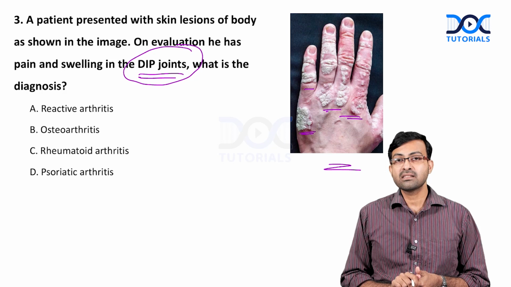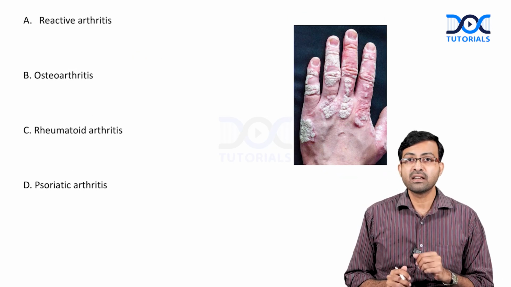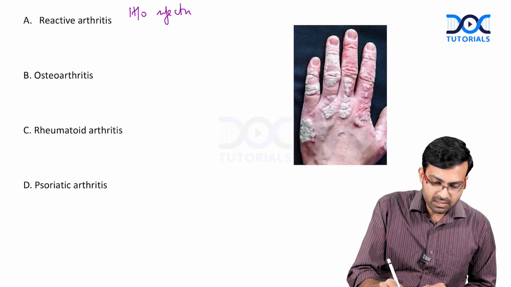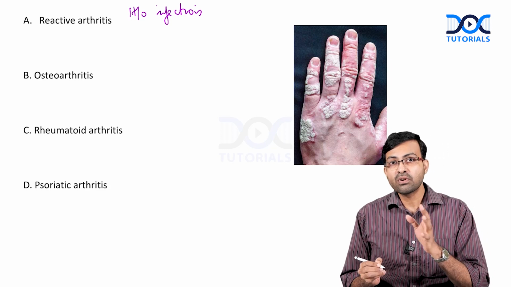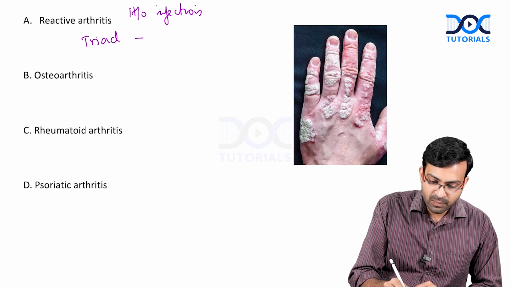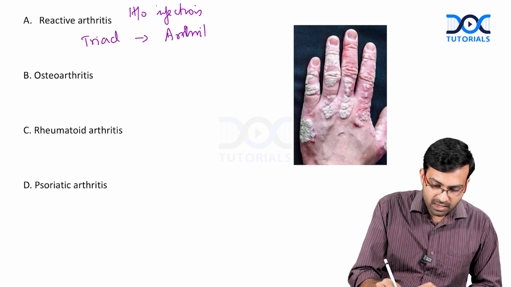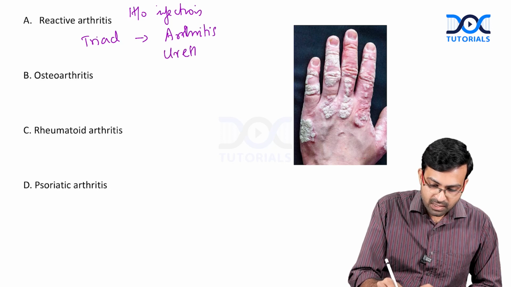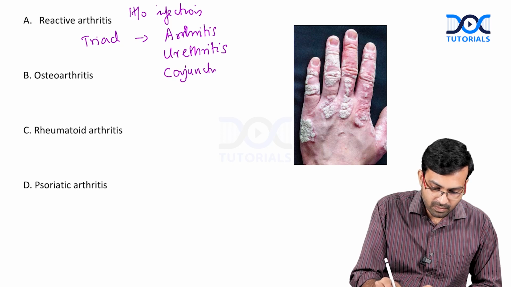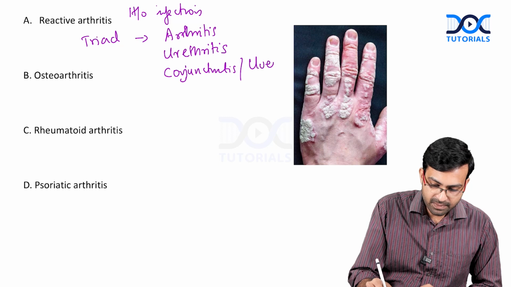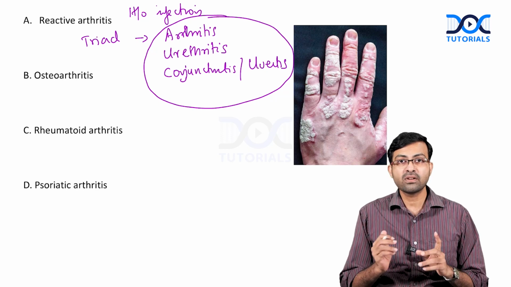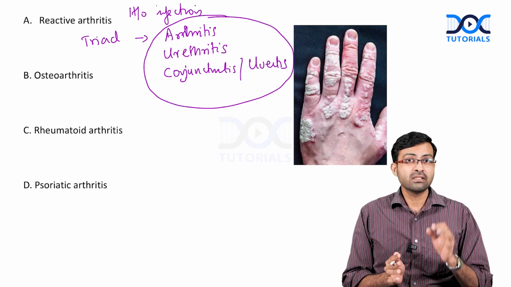So can it be a reactive arthritis? Always remember that reactive arthritis is preceded by an infection. There will always be a history of infection, and infection after about 1 or 2 weeks would be followed by a classical triad. What is the triad of reactive arthritis? You have arthritis, obviously. Along with that, there will be urethritis, and along with that, there will be conjunctivitis, or sometimes uveitis in the eye. The classical triad of arthritis, urethritis, and conjunctivitis or uveitis in the eye. So this is your reactive arthritis.